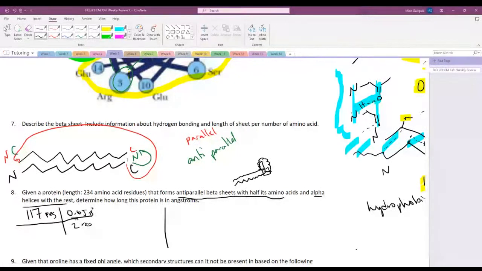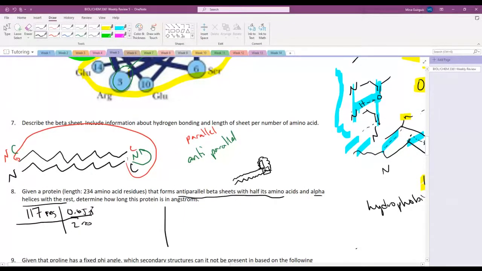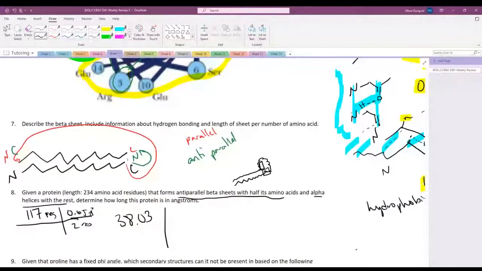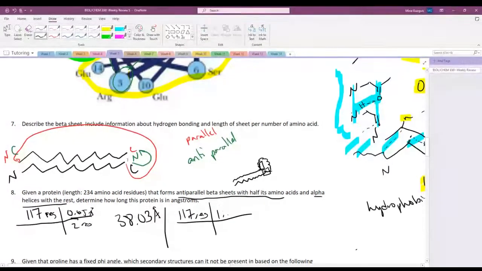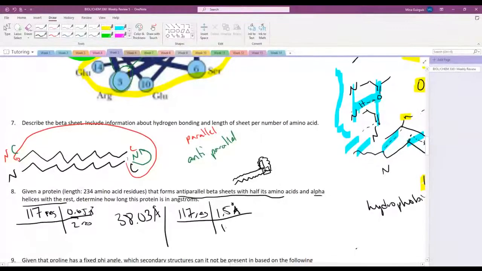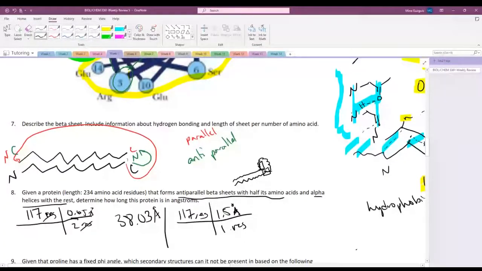Let's just multiply. So 0.65 and then divide by 2. The number you end up getting is 38.03. Okay, and that is in angstrom. I apologize, I should have mentioned that. Okay, awesome. That's the left side dealt with. Now the right side. The rest is in alpha helices, so another 117 residues. And this time I'm going to use the 1.5 angstroms per one residue. And I should have canceled residues over here. I apologize. I keep forgetting to do that.